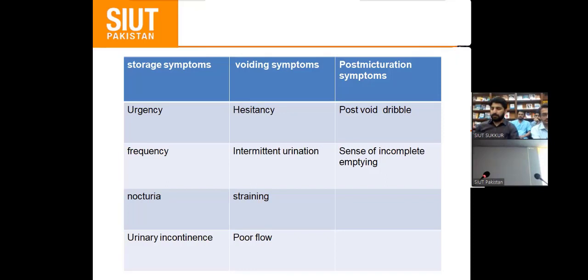Then how does UTI cause intermittency? Dr. Umair: It's basically the pain. Okay, and what other causes can cause intermittency, stoppage of stream? Stone blocking the neck. Okay.